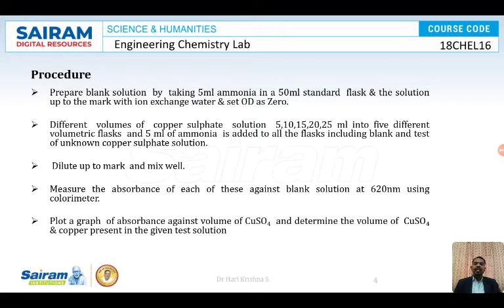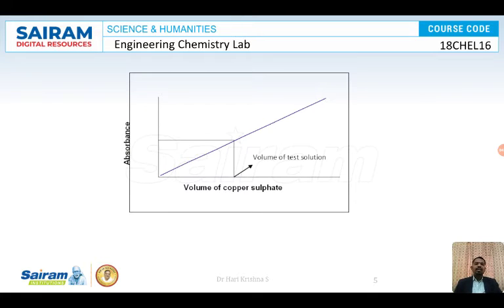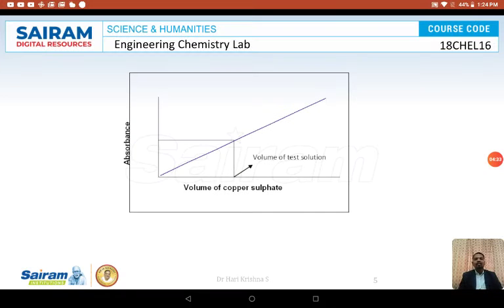Later we plot a graph of absorbance versus volume of copper sulfate. The graph should pass through the origin. When you plot, the graph starts from the origin. Why? Because the absorbance for the blank is 0. For 5 ml it is this, for 10 ml it is this, for 15 ml this is the absorbance, for 20 ml this is the absorbance, for 25 ml it is this absorbance. So for all colorimetric estimations, the graph should start from the origin.